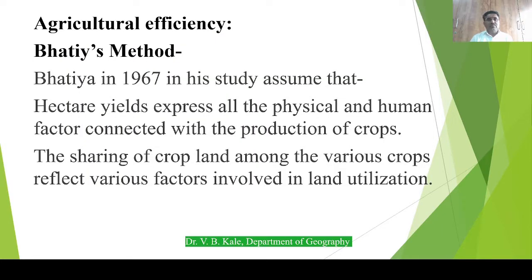In the same way, Bhatia also developed this agricultural efficiency method in 1967. In his study, he assumed that hectare yield expresses all the physical and human factors connected with the production of the crops. Physical factors in the sense climate, mountain, water availability, and all these things. And human factors means the labor, inputs, or the capital, and the loan availability, and many more. So the sharing of cropland among the various crops reflects various factors involved in land utilization.